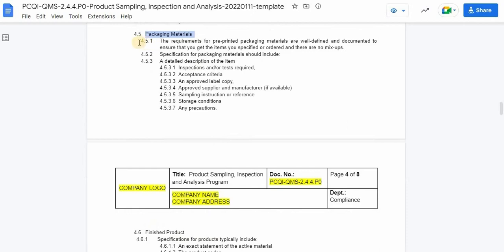Fifth is packaging materials. The requirements for pre-printed packaging materials are well defined and documented to ensure that you get the items you specified or ordered and there are no mix-ups. Specification for packaging materials should include a detailed description of the item. Under that, inspection and/or tests required, acceptance criteria, an approved label copy, approved supplier and manufacturer if applicable, sampling instruction or reference, storage conditions, and any precautions.